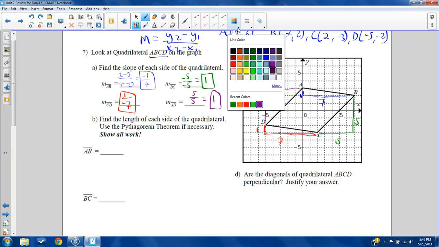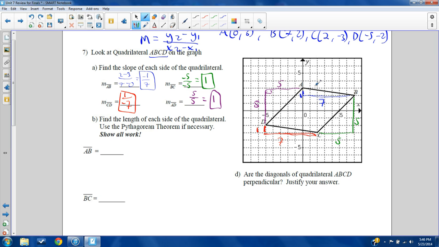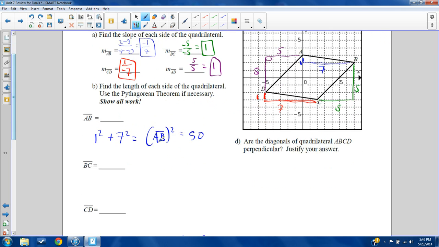I'll do the same with all the other ones. But again, I'm just going to use the Pythagorean theorem for all of them. That's really what the distance formula is. So 1 squared plus 7 squared equals AB squared. So 1 squared is 1, 7 squared is 49. 49 plus 1 is 50. So AB squared is 50. AB is the square root of 50.